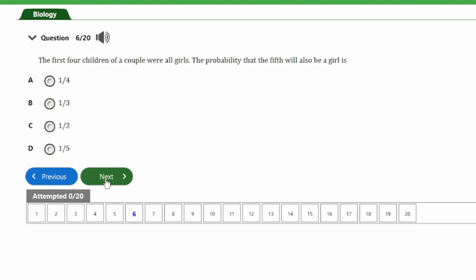So we need to understand that for each baby at each birth, the probability of being a boy or being a girl is always 1/2. So it can either be a boy or a girl. For each of the fertilization, it all depends on the male gamete that fuses with that of the female during fertilization. So if it's an X, then definitely it will be a girl, and if it's a Y, then definitely it's going to be a male.